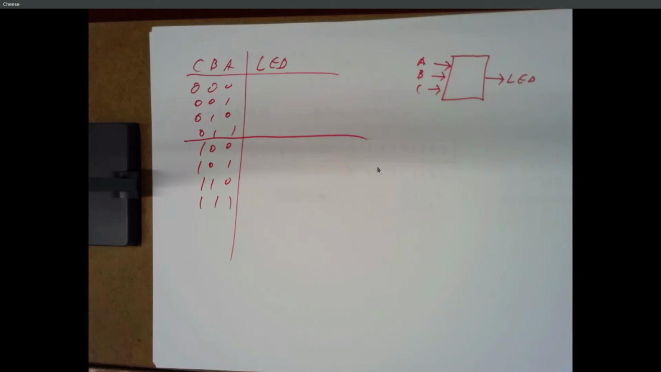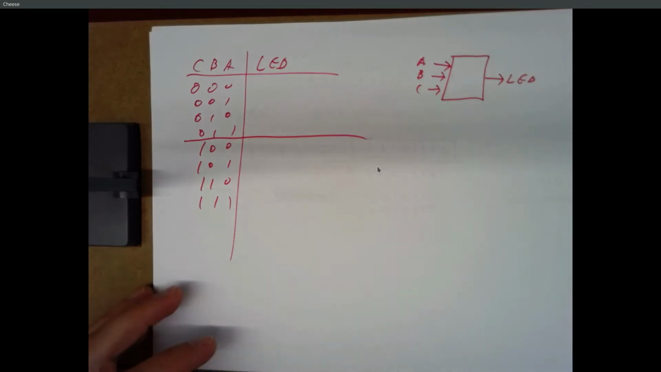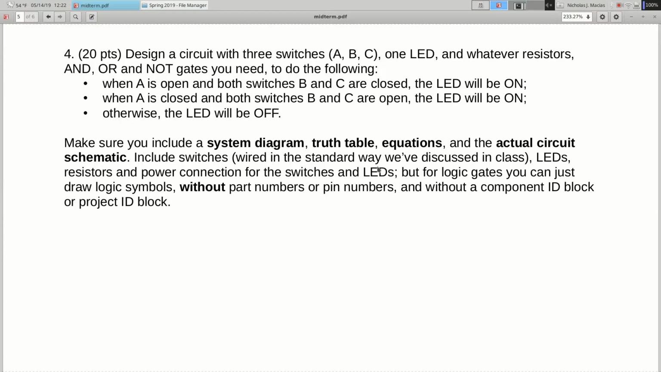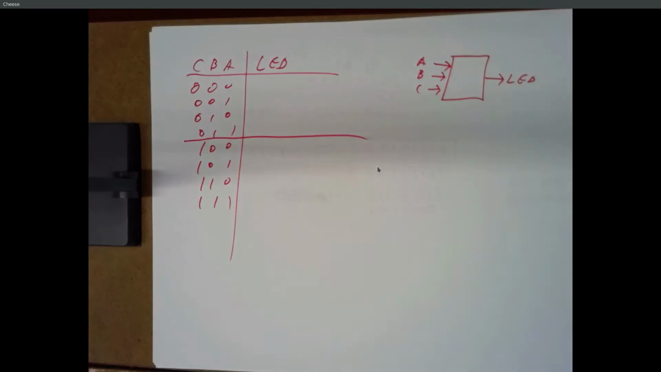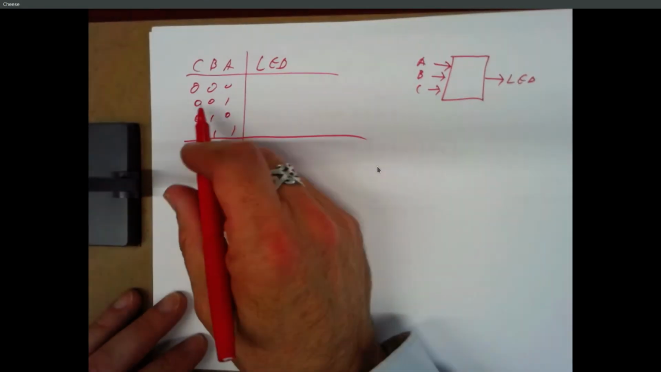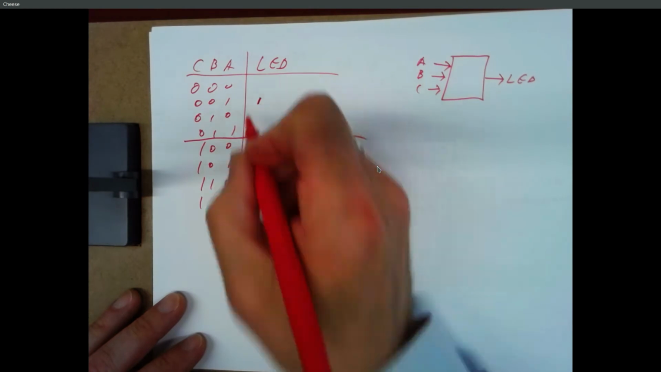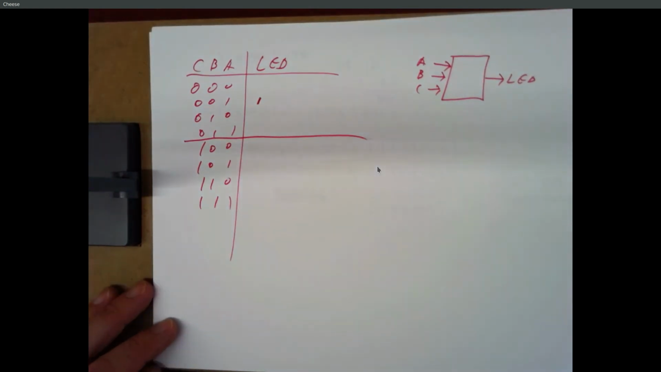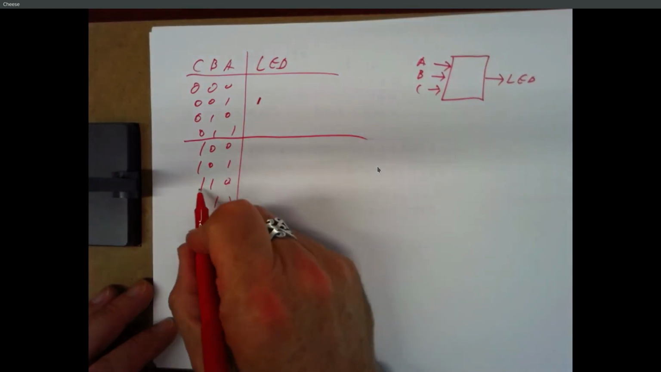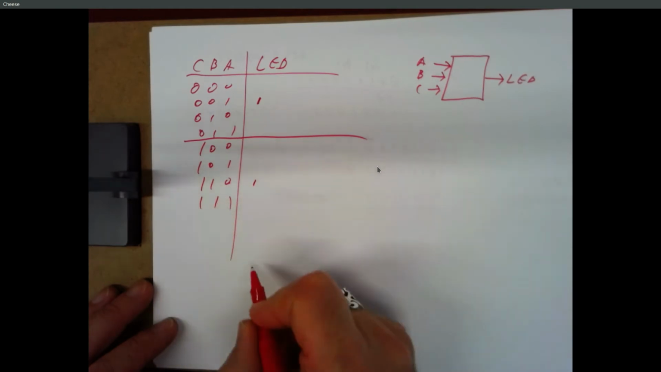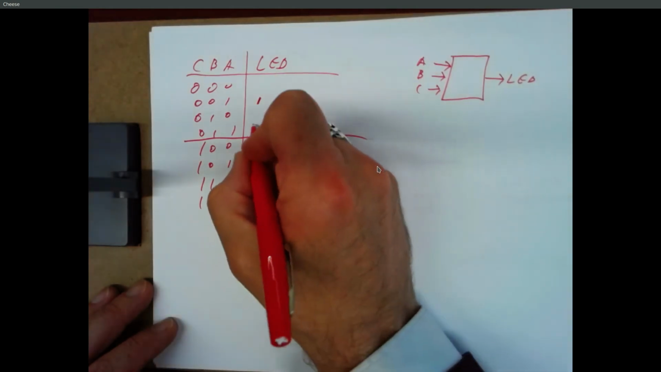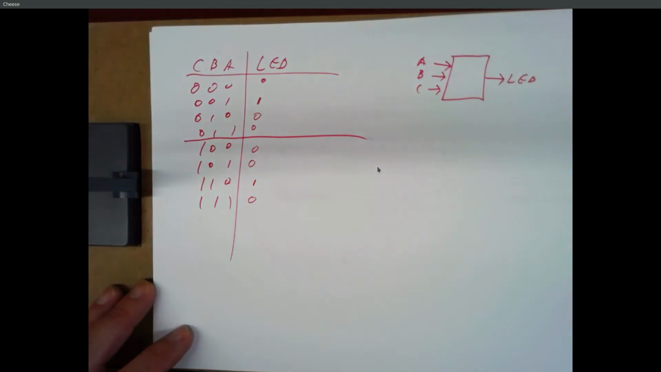So closed means 0, right? If we wire up our switches in the usual way, when a switch is closed, that place that it's connected to is shorted to ground, so that's a 0. So A is open and B and C are closed, so A should be a 1, B and C should be a 0. In that case, the LED is on. A is closed, B and C are open. That's this case down here. And every other case, the LED is off.